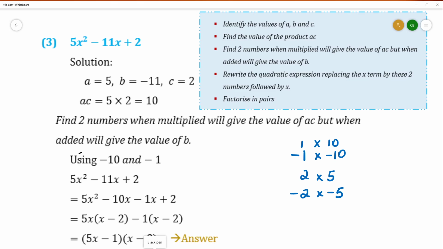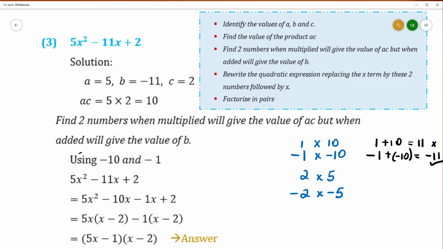So if we add both of them, we have 1 plus 10, which gives us 11. So this is not it. Then I have minus 1 plus minus 10, which gives minus 11, and we have found our combination already, so there's no need to go further.